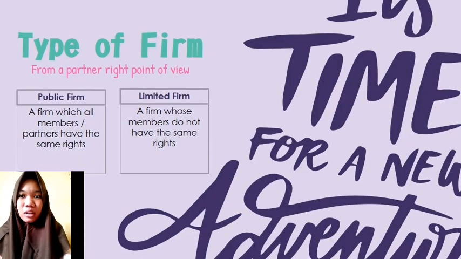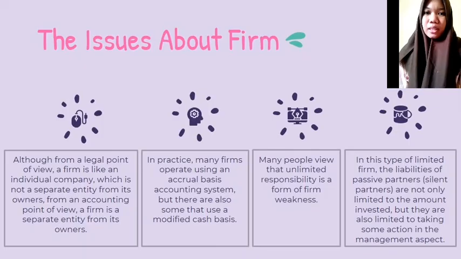The second, from a partner's rights point of view. From the partner rights angle, firms are divided into public firms and limited firms. A public firm is a firm in which all members or partners have the same rights, and a limited firm is a firm whose members do not have the same rights. We move to the next topic. The next topic is issues from the firm.